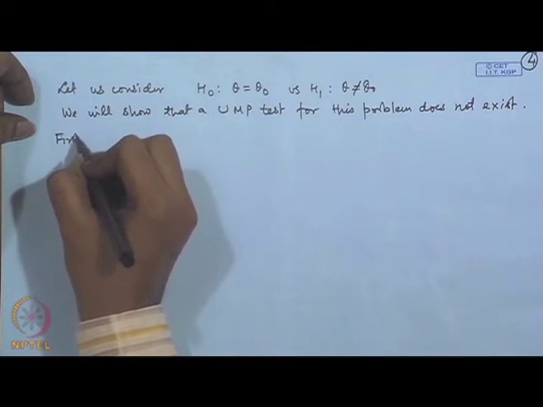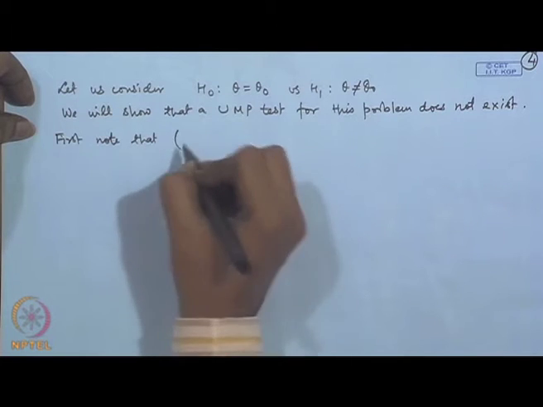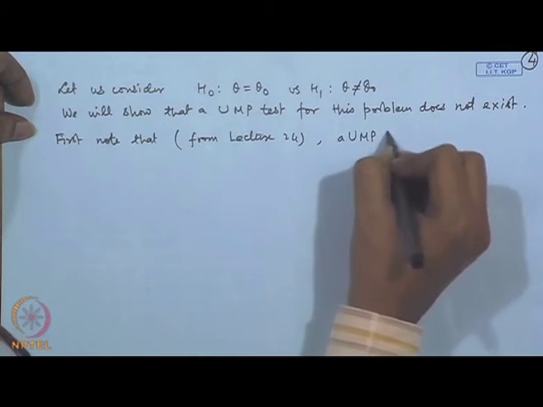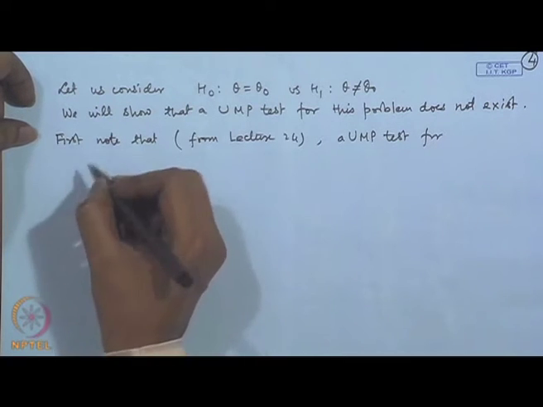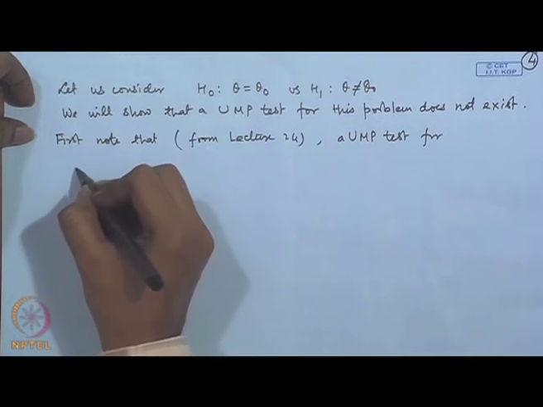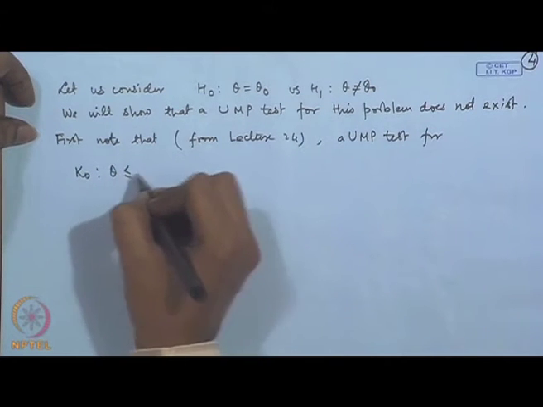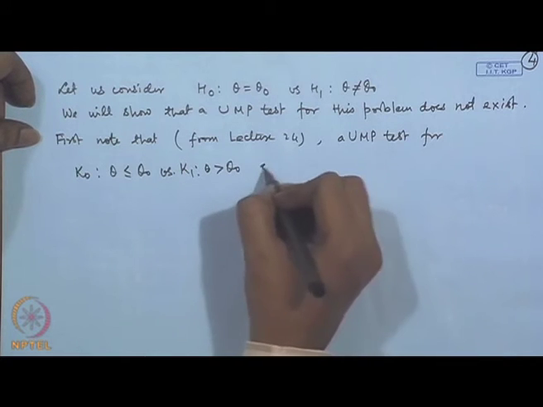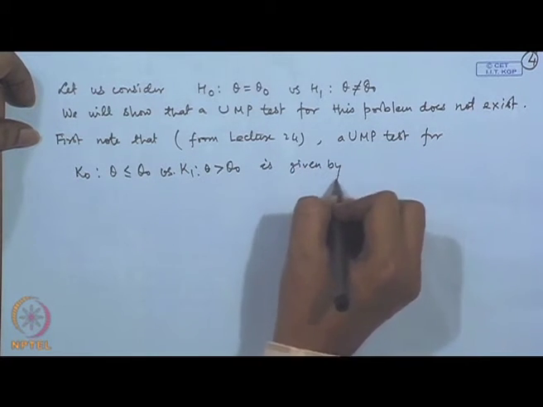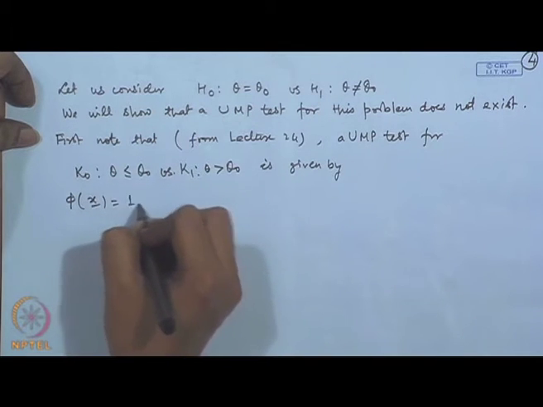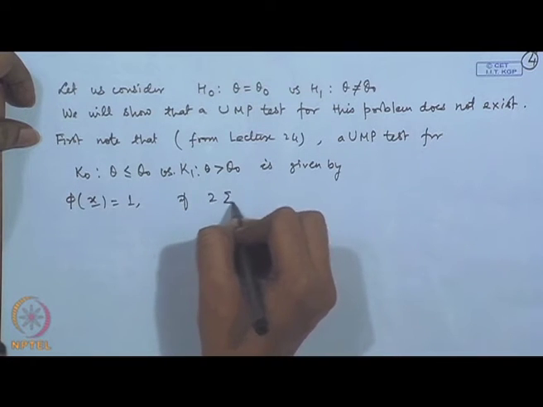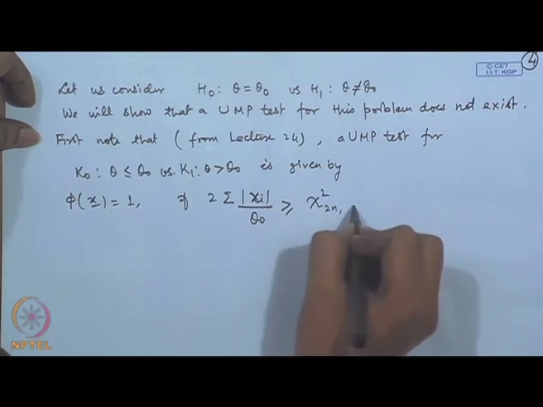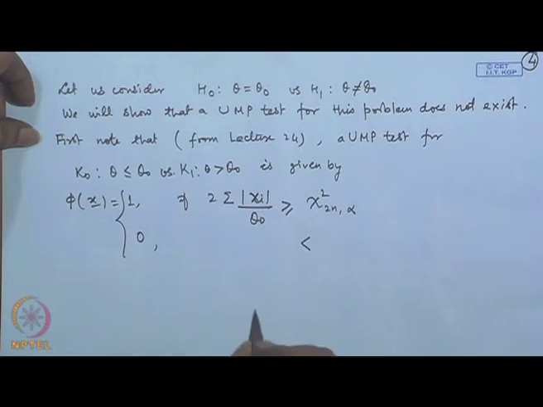First note, and I am giving the reference from lecture 24, that a UMP test for, let me use different names than H naught and H 1, say K naught: theta less than or equal to theta naught against K 1: theta greater than theta naught, is given by phi(x) equal to 1 if twice sigma modulus x i by theta naught is greater than or equal to chi square 2n, alpha, and 0 if it is less.